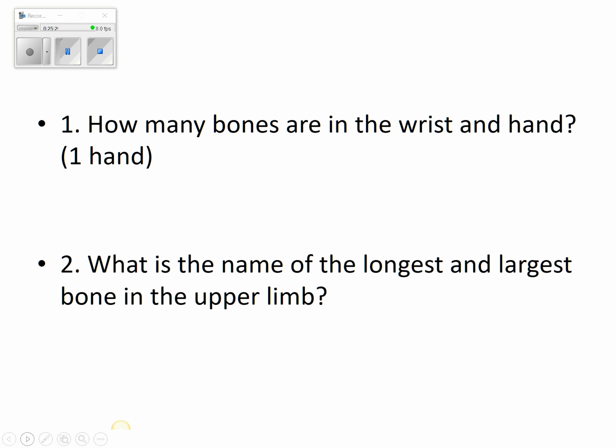So how many bones are in the wrist and the hand? So you have 8 carpals, 5 metacarpals, 14 phalanges. So in one hand you should have 27 bones. What is the name of the longest and largest bone in the upper limb? And that's of course going to be your humerus.